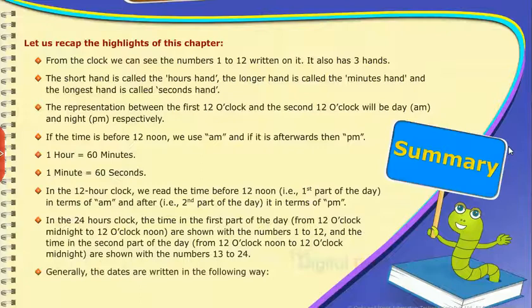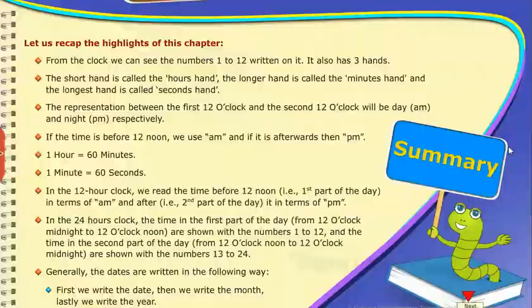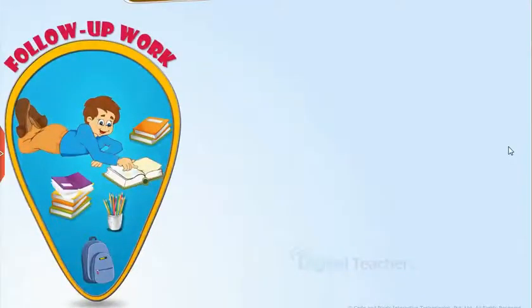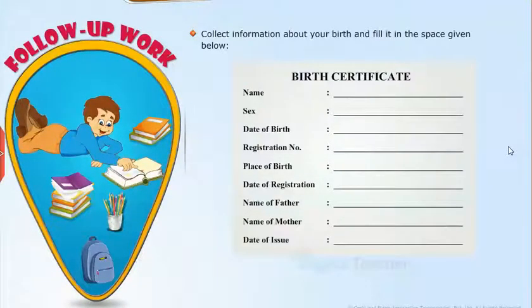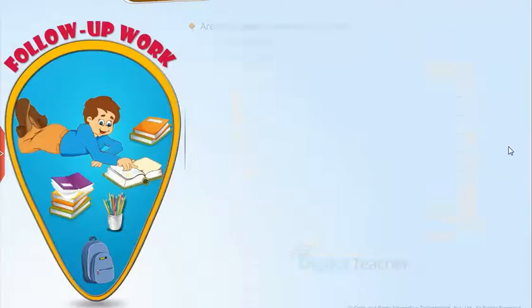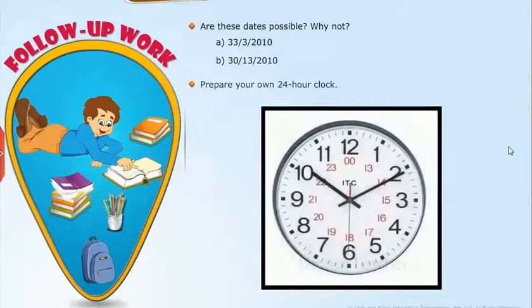Generally, the dates are written in the following way. First, we write the date, and then we write the month. Lastly, we write the year. Follow-up work. Collect information about your birth and fill it in the space given below. Are these dates possible? Why not? Prepare your own 24-hour clock.